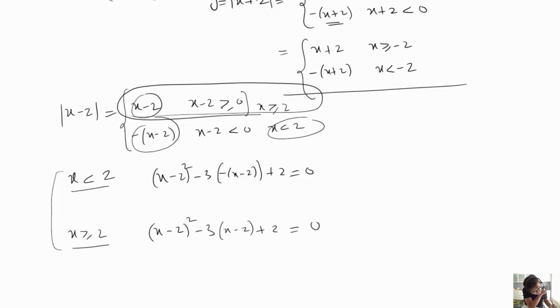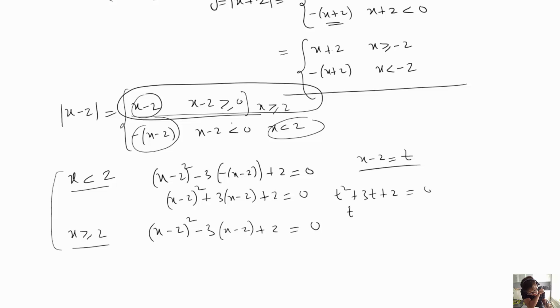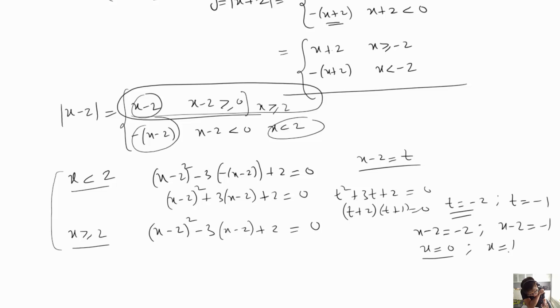So next we solve this equation. In x minus 2 whole square, minus minus will become plus, plus 3 times x minus 2 plus 2 equal to 0. Right? To solve this, we can open the bracket or we can just take x minus 2 equals t. So here it becomes t square plus 3 times t plus 2 equal to 0, and the roots are t plus 2 into t plus 1 equal to 0. So t equals minus 2 and t equals minus 1, and t means x minus 2. x minus 2 equals minus 2 and x minus 2 equals minus 1. So from here we get x equals 0 and x equals 1.